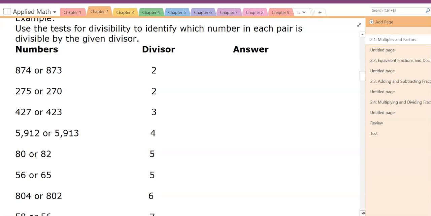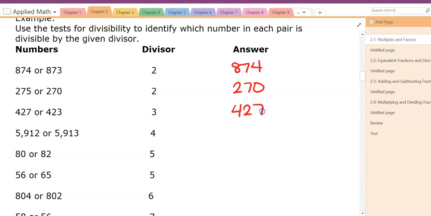All right, so the first one, which of these two numbers, 874 or 873, is divisible by 2? Good, 874. Why? Yeah, the last number is an even number. Okay. Second one. Again, 0 would be considered an even digit. That can be cut in half nicely. How about this third one here?